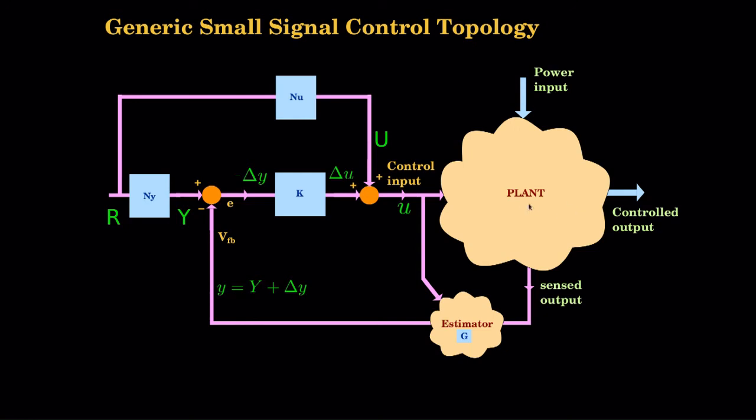So, the important takeaway from this block, a very important block, this should be there in your mind all the time. This is actually what your entire system is, and whichever may be the plant, this is the system. Plant, estimator, G we have to find out, K we have to find out, NU we have to find out, NY we have to find out. Only 4 components we need to find out.